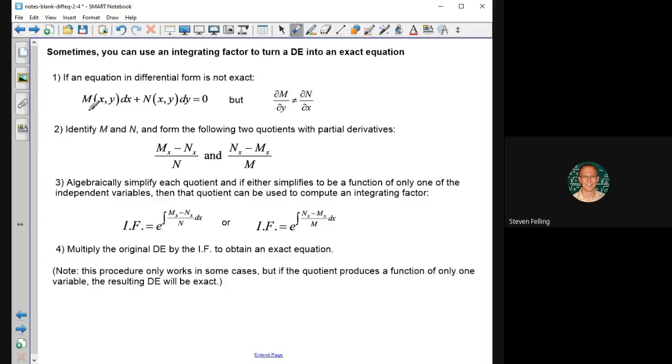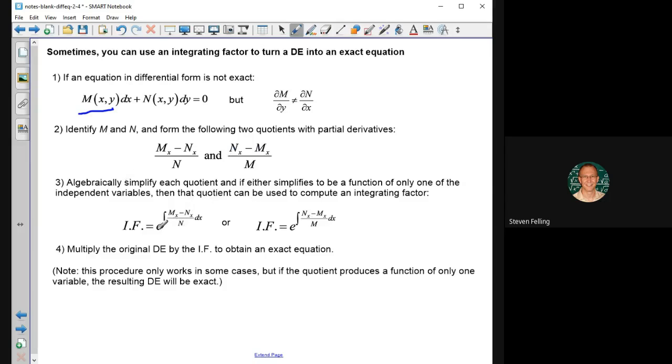So you take the partial derivative of this with respect to the x variable and the partial derivative of this with respect to the x variable and divide by n. And then you take the partial derivative of this with respect to the x variable minus the partial derivative of this with respect to the x variable and divide by m. Algebraically simplify, and if either of these quotients simplifies to a function that's of only one of the variables, then that quotient can be used to compute an integrating factor.